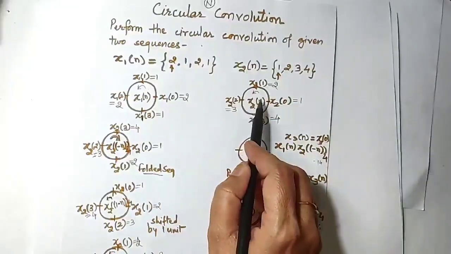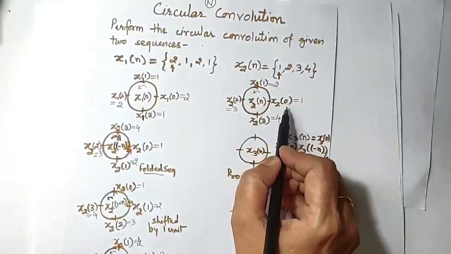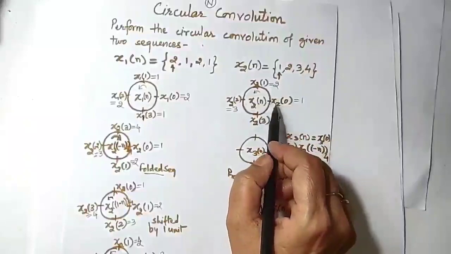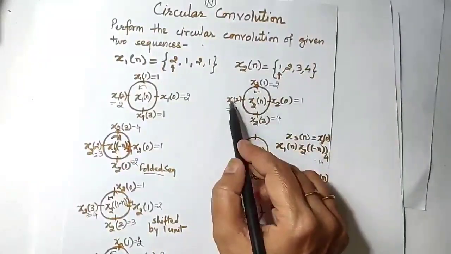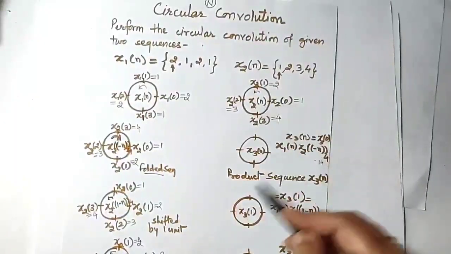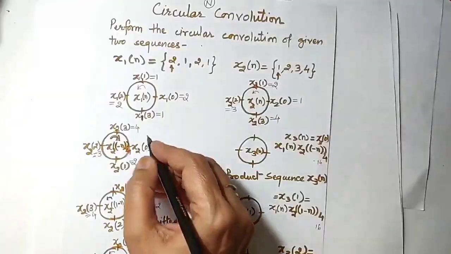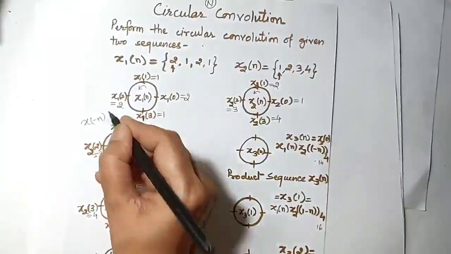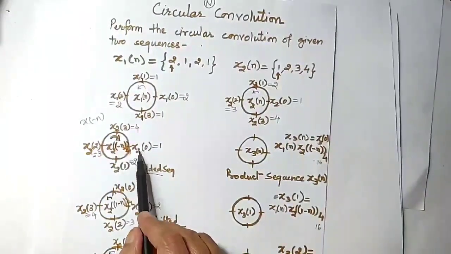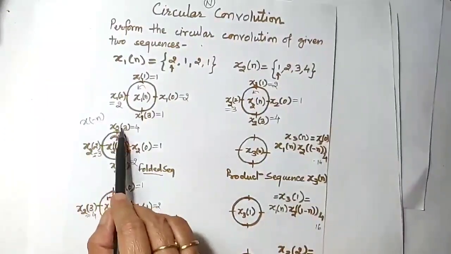So let us shift x2: 1, 2, 3, 4. I have already plotted x0 anti-clockwise initially: x0, x1, x2, x3. Now for the folded sequence, to get x2 of minus n, we plot x0, x1, x2 and x3 of x2 anti-clockwise.